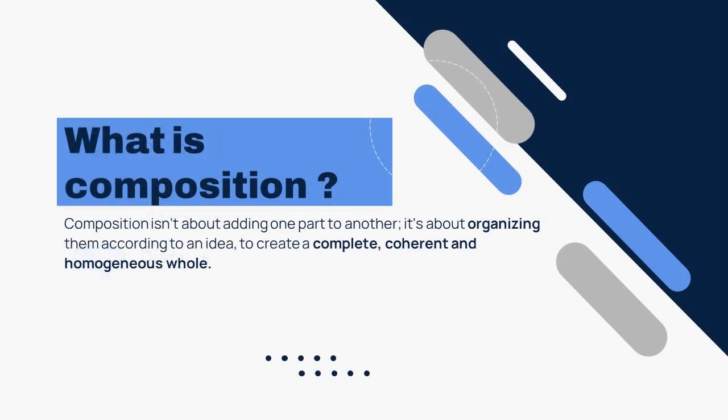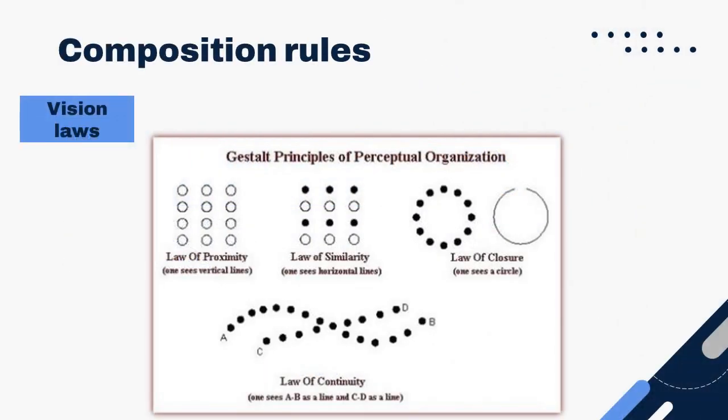What is composition? Composition isn't about adding one part to another, but it's about organizing them according to an idea to create a complete, coherent, and homogeneous whole. To obtain this coherence in composition, you will focus on composition rules, starting first with the vision laws, which are linked in particular to the mechanism of sight and perception.